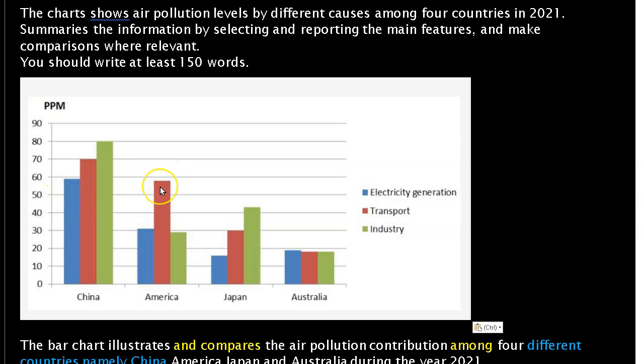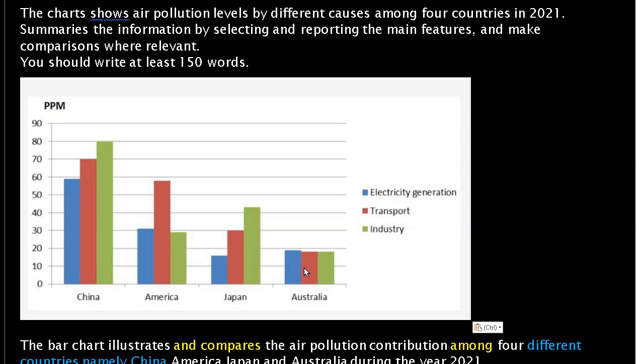Okay, now, what about anomalies? What's the main cause of pollution? Well, in China and Japan, it's industry. And they follow very similar patterns. Whereas in America, one source is most significant, and in Australia, it's pretty much the same. So, what is that? What good does that do us? Well, that is a main feature.